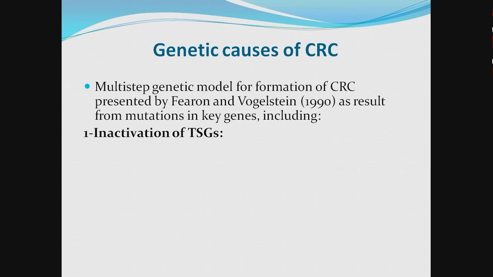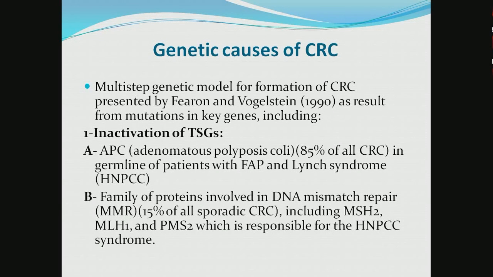First step: inactivation of TSG. TSG contains two groups, which are the most important for CRC. The first group is called APC, the short term for adenomatous polyposis coli, and inactivation of this group is responsible for 85% of all CRC, including in the germline of patients with familial adenomatous polyposis and Lynch syndrome, whose other name is HNPCC.